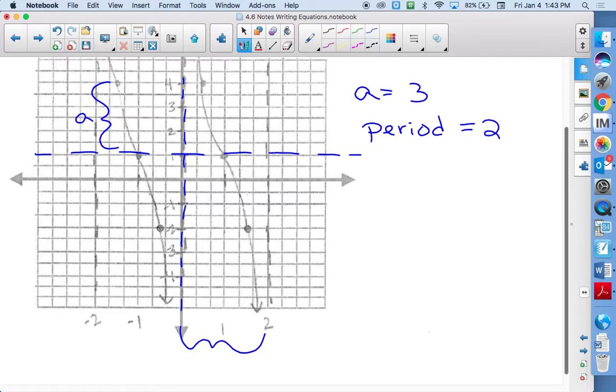But if you're finding B, the period, which is the typical period pi over B, is going to be equal to 2. So to find B, our typical period for cotangent and tangent is pi. So we take pi divided by B, set it equal to 2. That means B is pi over 2, because we can't use the period in the equation, we have to use the B value in the equation.